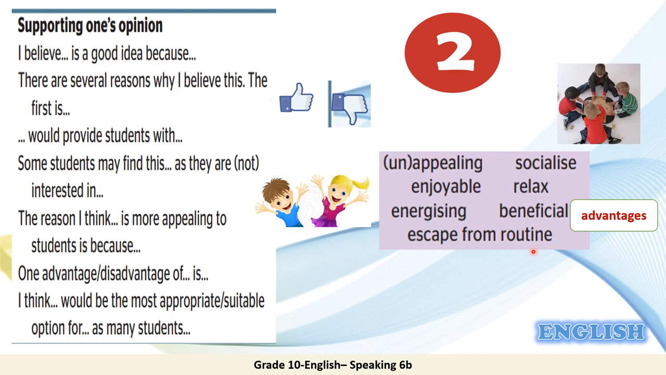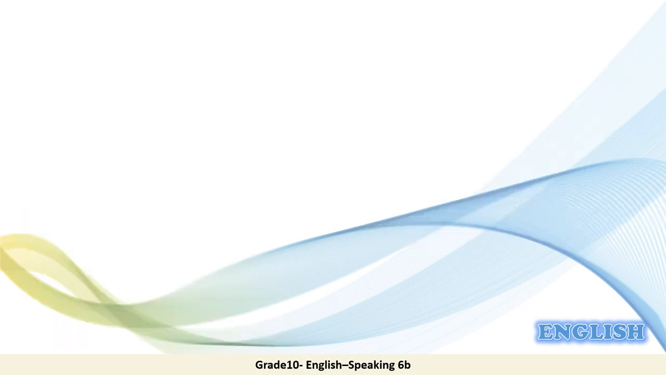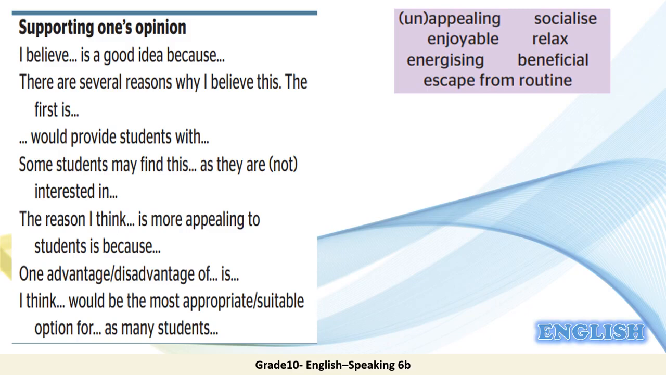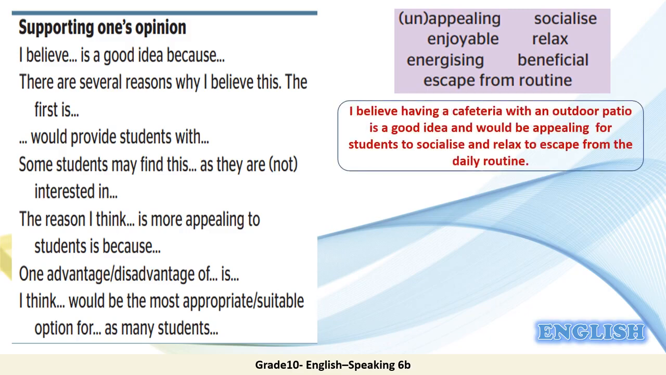Now it's your turn. Use the words and use the sentences we have here, and let's see what you can come up with. Let's check your sentences. We may say, I believe having a cafeteria with an outdoor patio is a good idea and would be appealing for students to socialize and relax to escape from the daily routine. You see how many words we implemented here? We do not necessarily have to use all the words in the box. All you have to do is to make a full comprehended sentence.